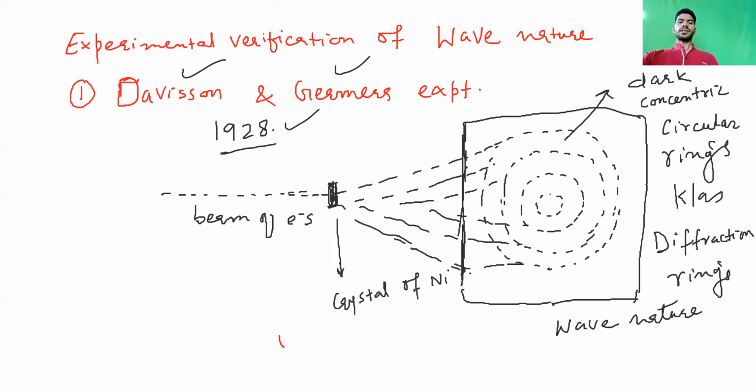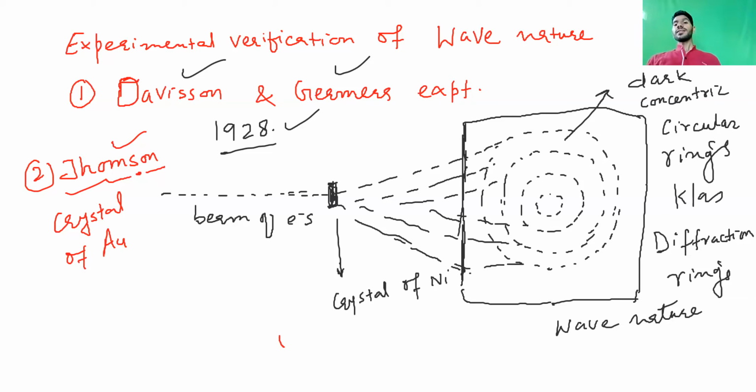Similarly, in 1927, there was another scientist, Thomson, who did the same experiment, but he took a crystal of gold. He didn't take a crystal of nickel, he took a crystal of gold. And he observed the same pattern. He got the same diffraction rings, which clearly indicate that these electrons have wave nature also. So this was the experimental verification that when a beam of electrons is bombarded on a crystal of nickel, we get the dark concentric circular rings.